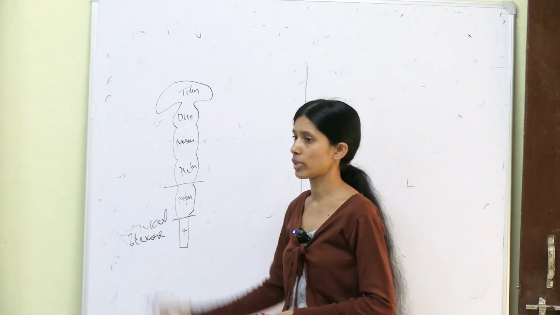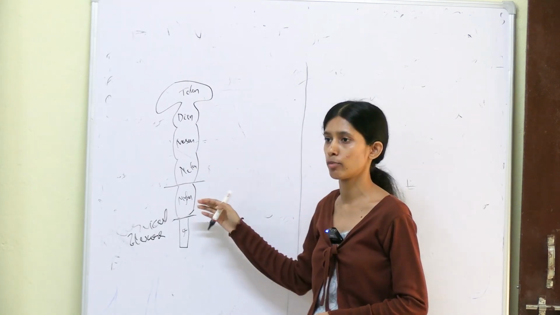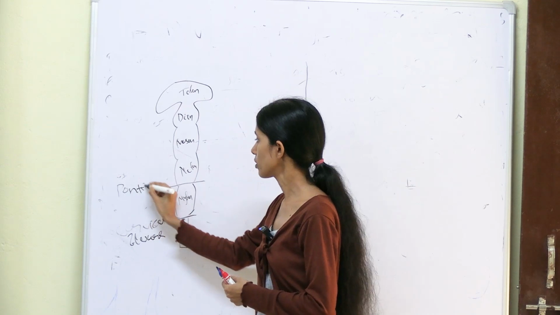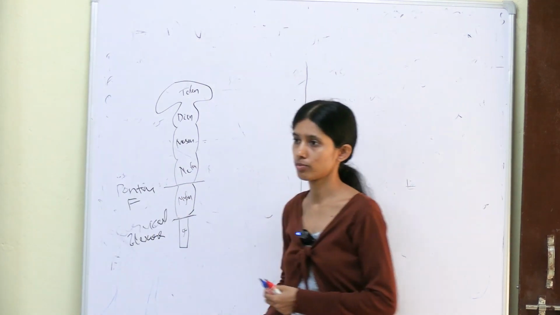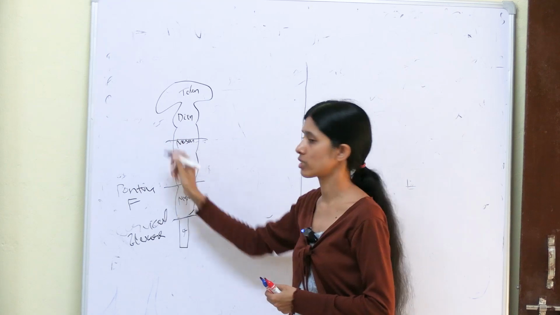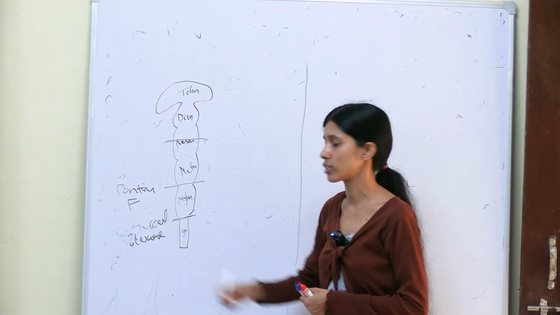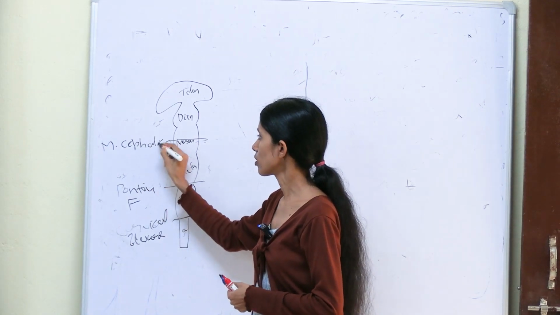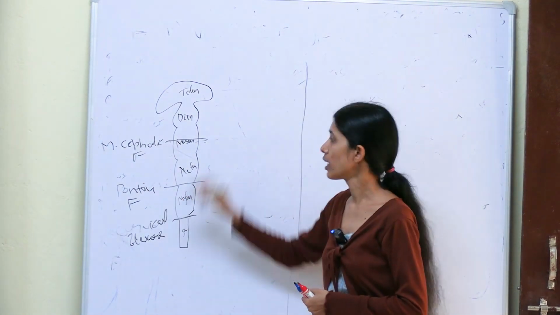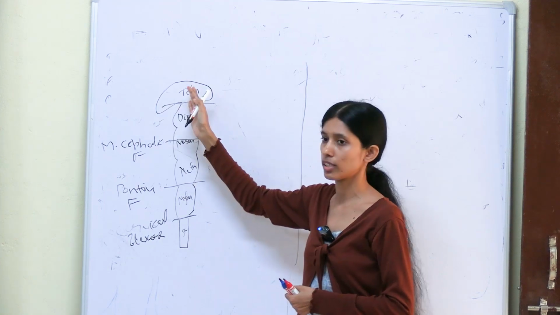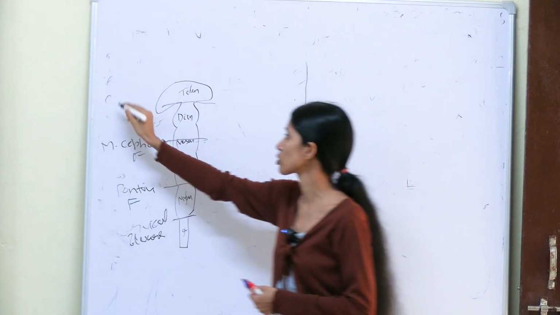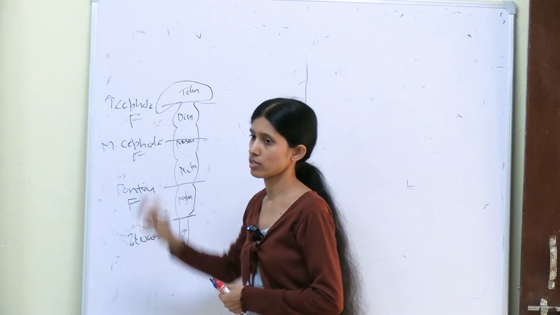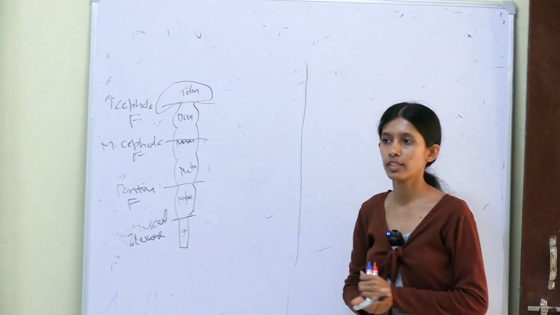And the one that takes place between your metencephalon and myelencephalon is called pontine flexure. Okay. The one that takes place in the middle of your mesencephalon is called mesencephalic flexure, right? And the one that takes place between your telencephalon and diencephalon is called telencephalic flexure. Okay. What about the ventricular system?